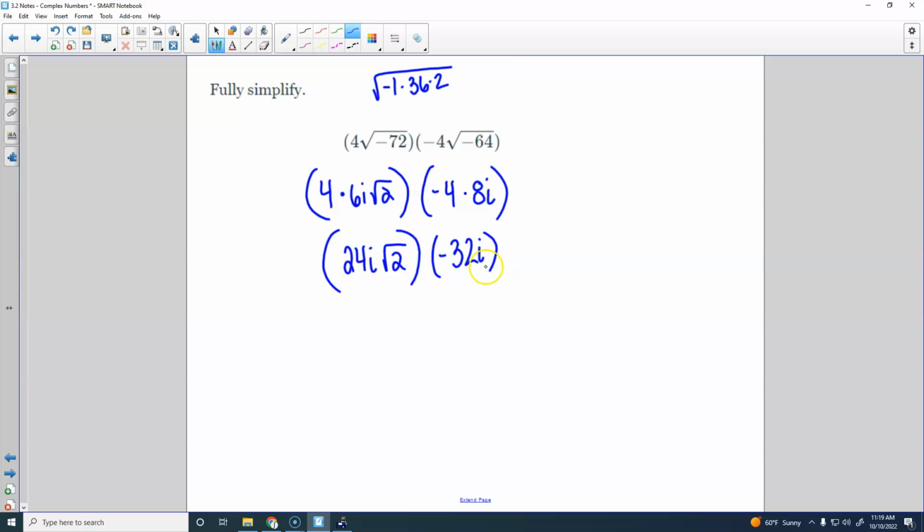And this is going to be much easier to multiply together now. I'm going to get 24 times 32 is going to give me 768. So I get negative 768i squared times the square root of 2. What is i squared? Negative 1. So this is negative 768 times negative 1 root 2, which gives me a positive 768 root 2.